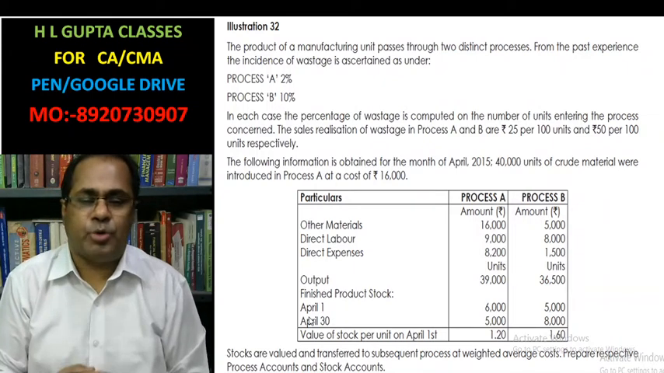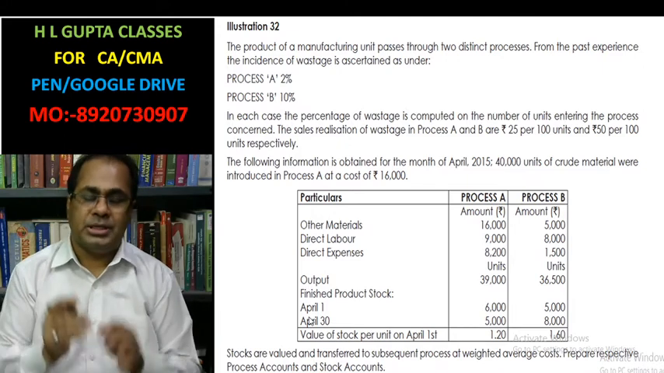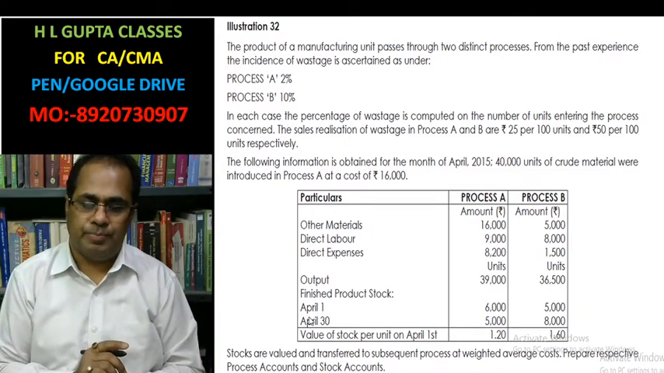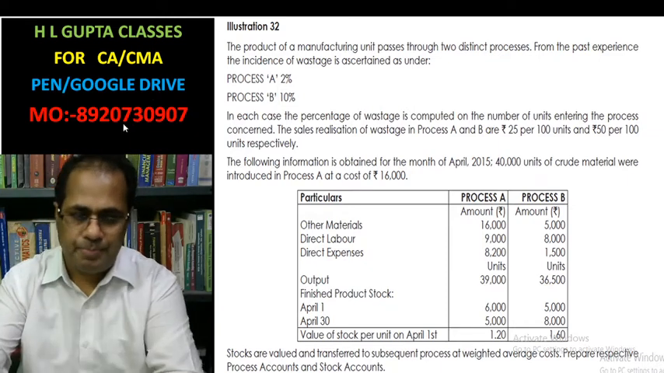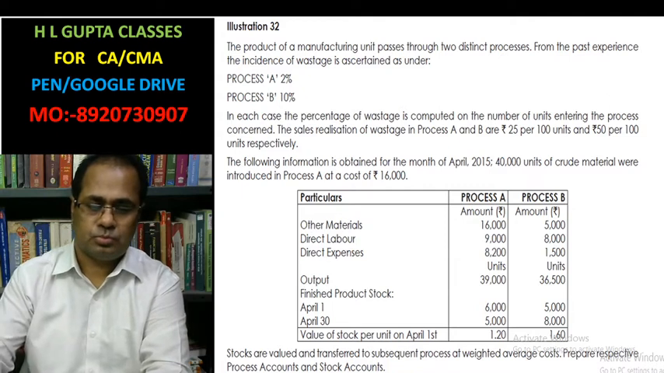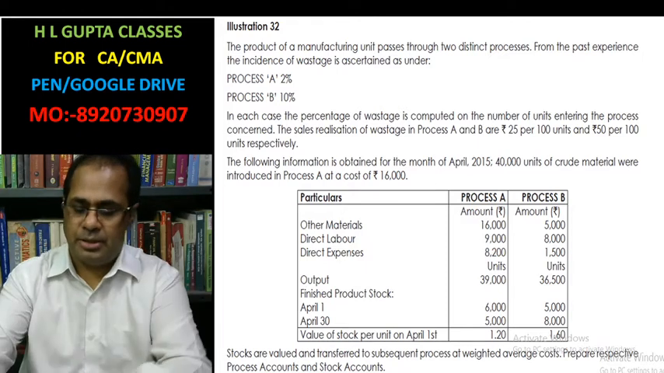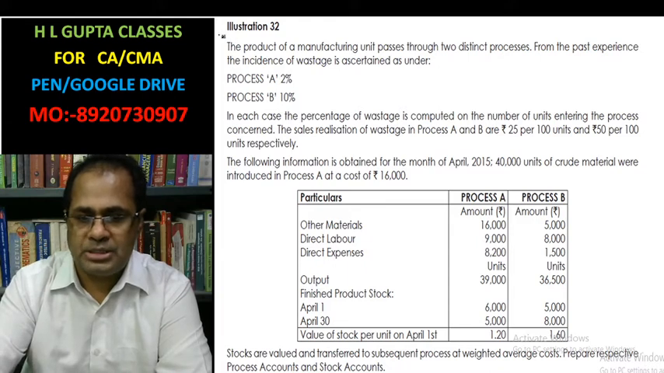Hello friends, I am going to make you understand illustration 32. This illustration is CMA inter-costing, process accounting. Please read the question here, illustration 32.